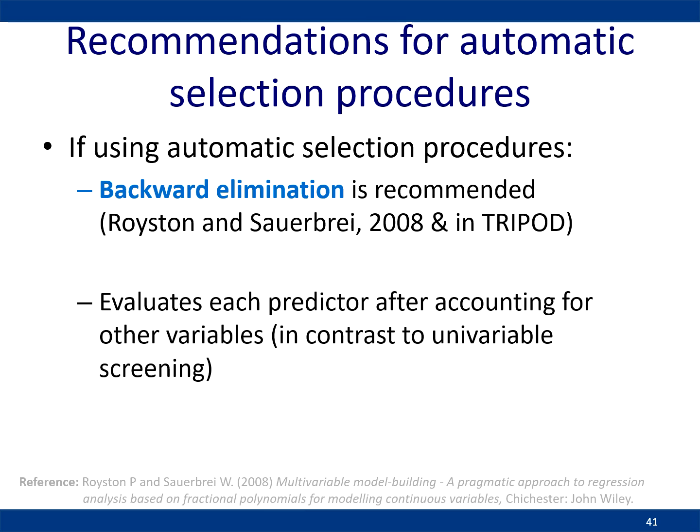So if we are to use automatic selection procedures, you might wonder which one to use. Well, the recommendation is to use backward elimination rather than forward or stepwise. And this is a recommendation based on Royston and Sauerbrei and is also recommended in the TRIPOD Guidelines for Transparent Reporting. And the reason that backward elimination is recommended is because by starting with the full model, we are evaluating the prognostic effect of each predictor after accounting for all other variables. So remember, this is in contrast to the univariable screening, which just looked at individual variables. Here at least we are accounting for the other variables when we decide whether each predictor should be excluded or not.